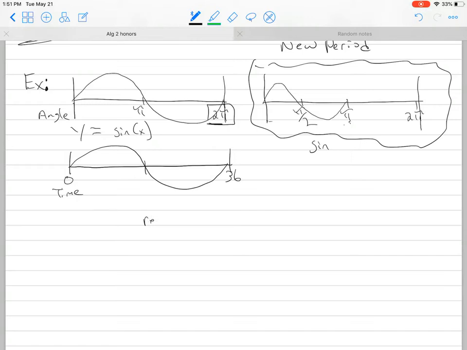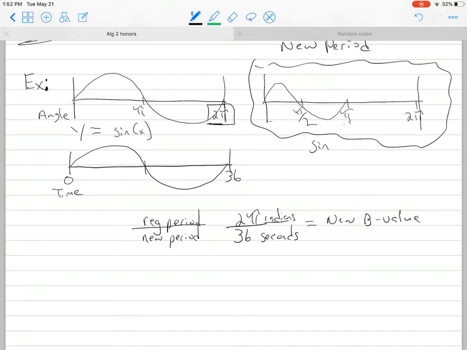I can take the regular period, which is 2 pi, put it over the new period, which is 36 seconds. And remember, this is 2 pi radians, which is 36 seconds, and that's going to give me my new b value. So 2 pi over 36 equals b. Or if I wanted to, I could say, and remember, pi is just a number.